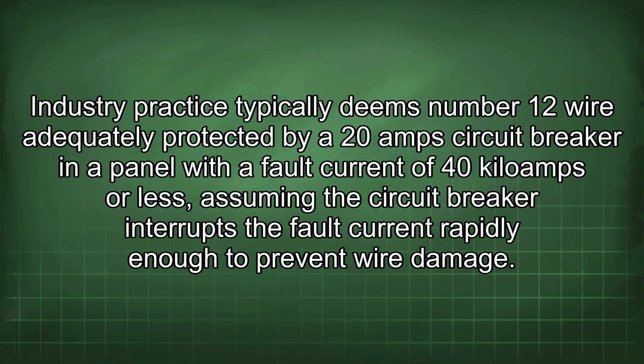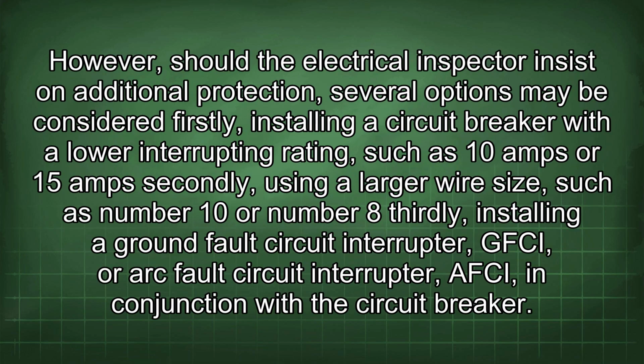Industry practice typically deems number 12 wire adequately protected by a 20 amp circuit breaker in a panel with a fault current of 40 kA or less, assuming the circuit breaker interrupts the fault current rapidly enough to prevent wire damage. However, should the electrical inspector insist on additional protection, several options may be considered. Firstly, installing a circuit breaker with a lower rating such as 10 amps or 15 amps. Secondly, using a larger wire size such as number 10 or number 8. Thirdly, installing a ground fault circuit interrupter, GFCI, or arc fault circuit interrupter, AFCI, in conjunction with a circuit breaker.